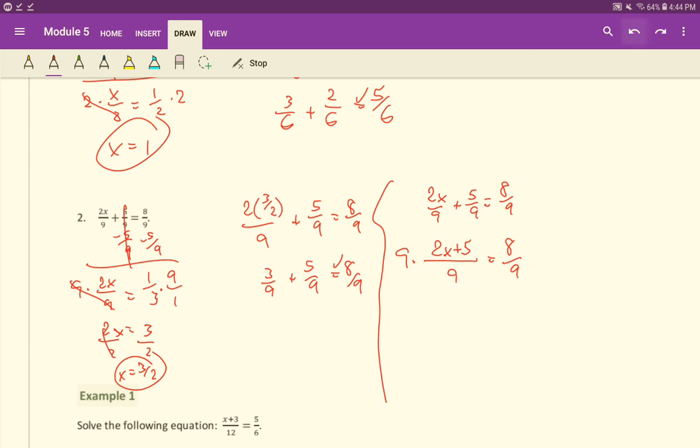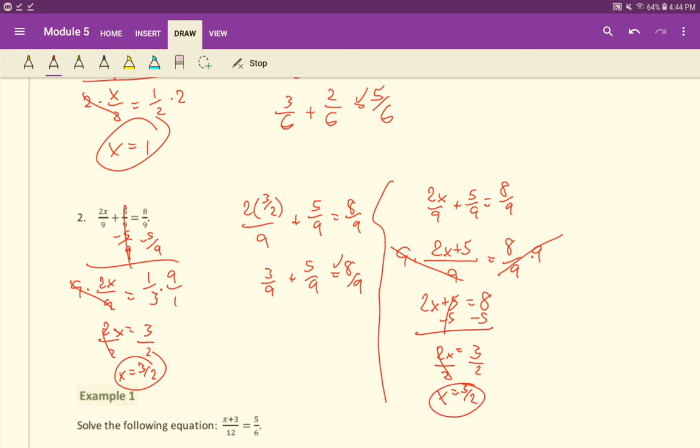So a couple of different options here, different ways you want to think about it. So let's go ahead and multiply both sides by 9. I feel like that'll maybe be the most efficient way to work. And so we'll have 2x plus 5 equals 8. And we just solve from here. Subtract 5 on both sides. 2x equals 3. Divide both sides by 2. And hey, what do you know? We get 3/2 again. Okay, so two different ways to solve it.